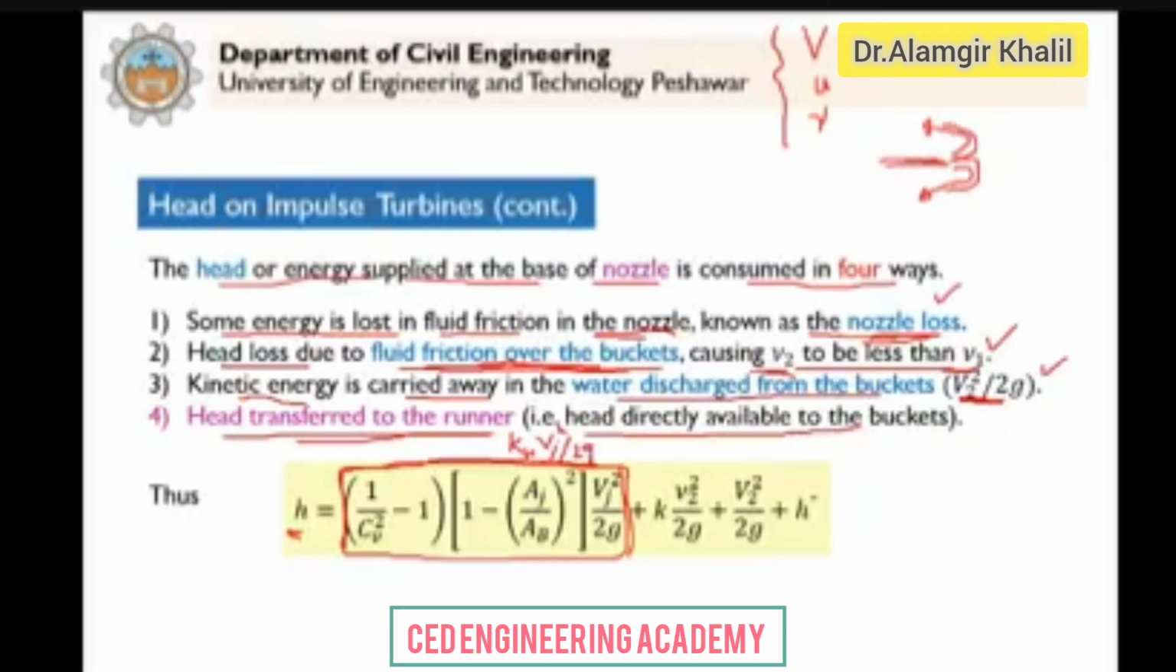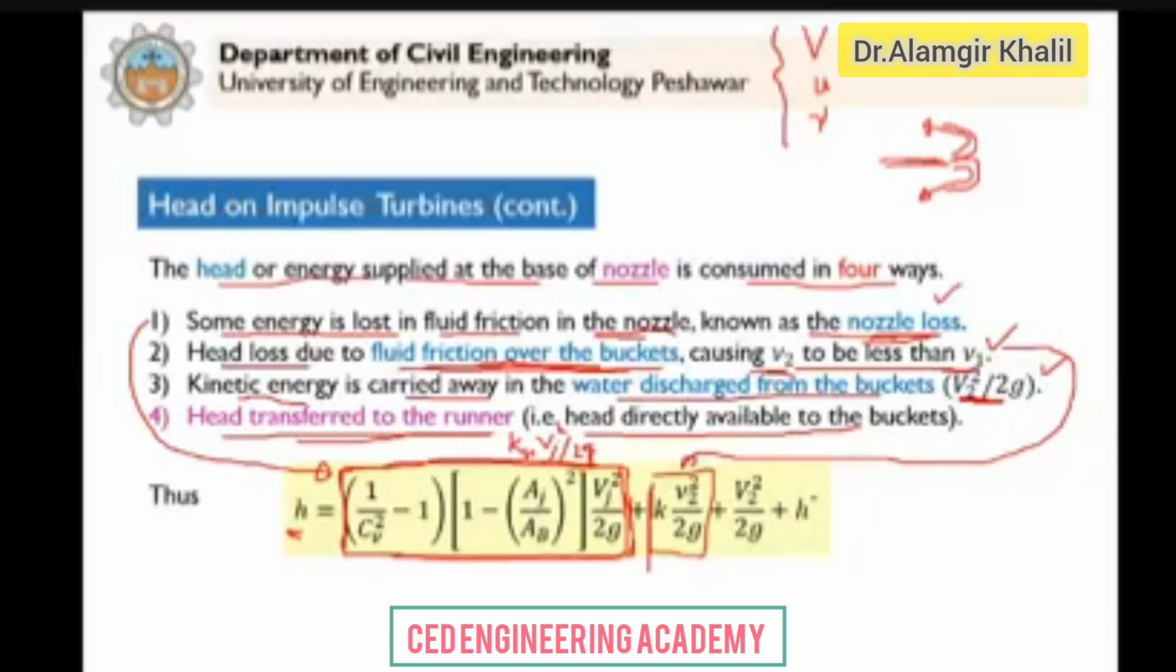We can also express this in this fashion. But anyhow, this is the formula that you might have studied in fluid mechanics 1. So this one loss is expressed here. The second loss is expressed here: the friction loss as the water flows over the buckets. So it is expressed as K, the bucket loss coefficient, into V2 square by 2g, the relative velocity at exit.